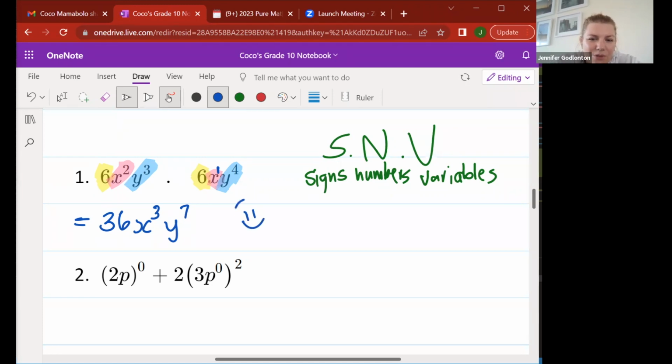Now that I helped you with the easy one, I'd like you to give the second one a try for me. I want to warn you that there are some traps waiting for you in the second one, but I want you to give it your best go. Tell me what answer you get when you're working through question 2. Put your answer in the chat for me, and we'll see who gets this right and who gets this wrong. I'm very excited to see.